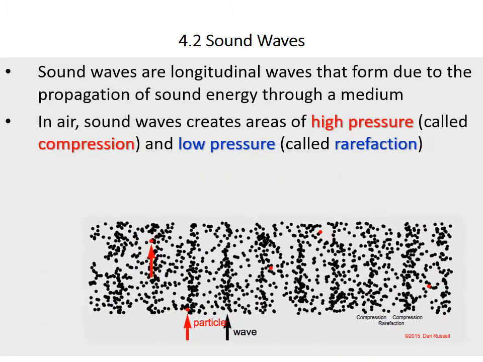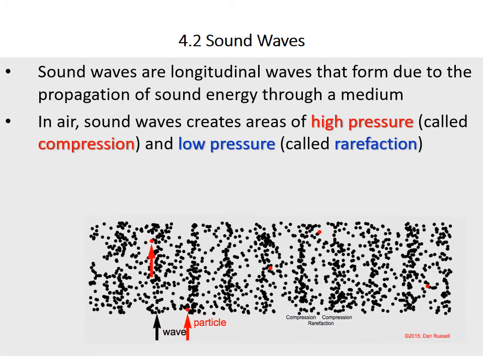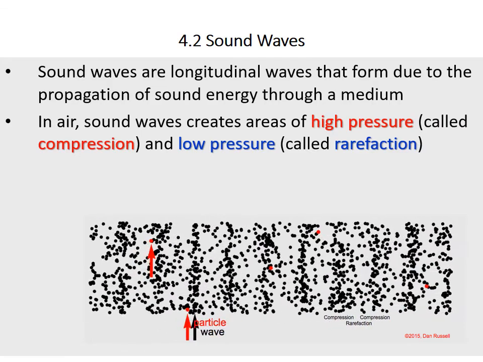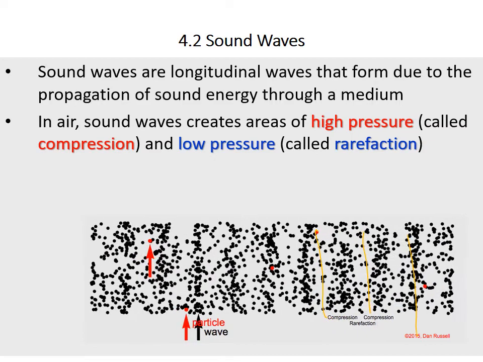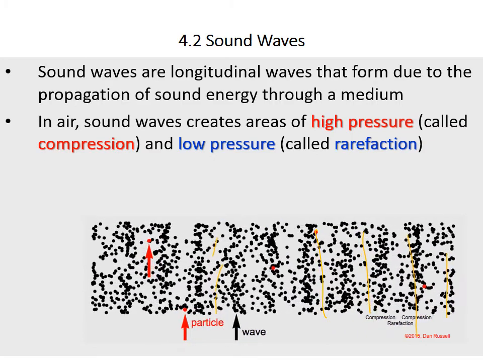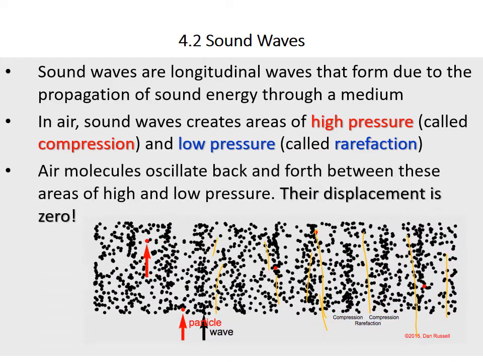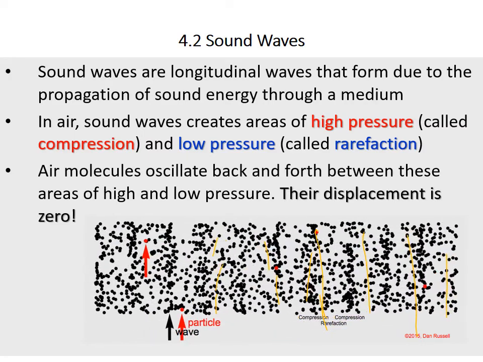Sound waves are longitudinal waves that form due to the propagation of sound energy through a medium. In air, sound waves create areas of high pressure called compression and low pressure called rarefaction. You can see that the areas of high pressure, compression, are along these fronts here, traveling very fast. Low pressure, we have these spread out regions. Air molecules oscillate back and forth between these areas of high and low pressure, but their displacement is zero.